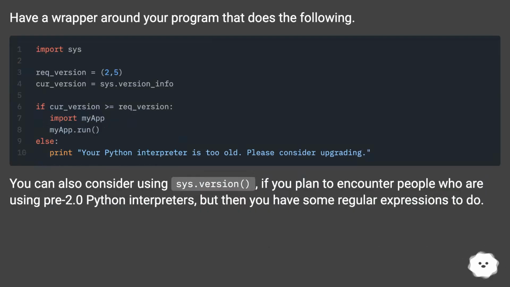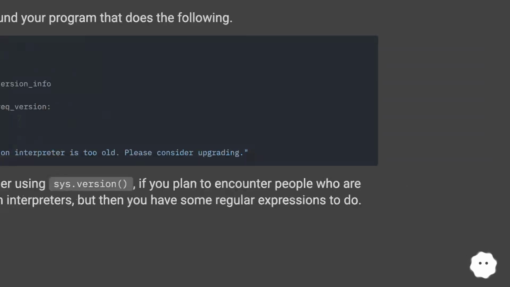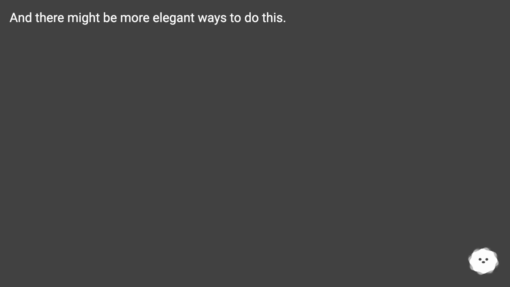Have a wrapper around your program that does the following. You can also consider using sys.version if you plan to encounter people who are using pre-2.0 Python interpreters, but then you have some regular expressions to do. And there might be more elegant ways to do this.